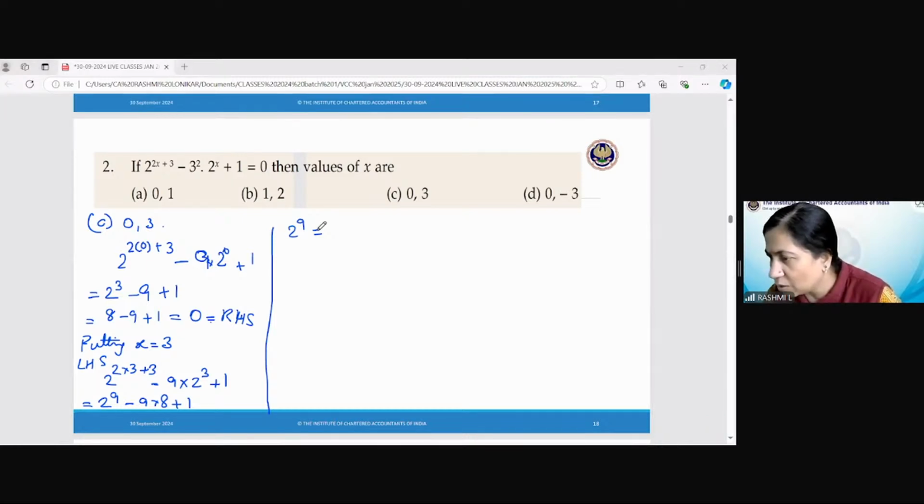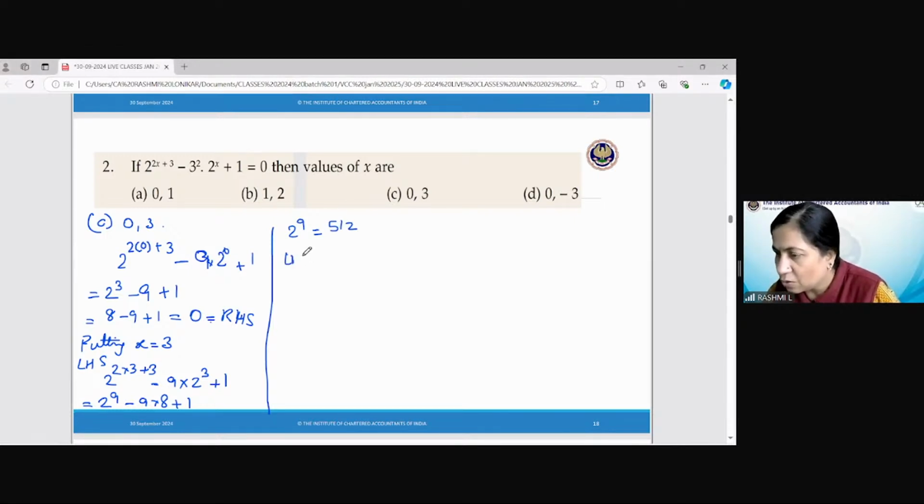5 and 2. Okay. So 5 and 2. So LHS is how much? 5 and 2 minus 72 plus 1, which is not equal to 0. Okay, so I am not getting the answer. So plus 3 is not possible. Okay, so C is not the answer.